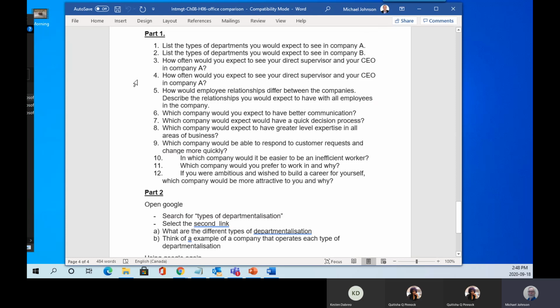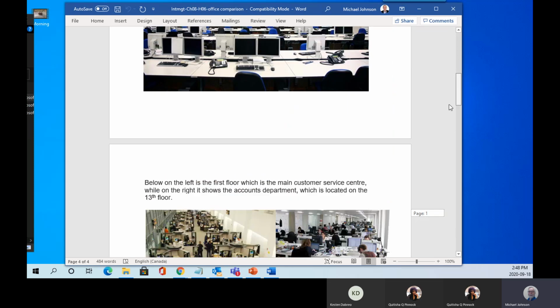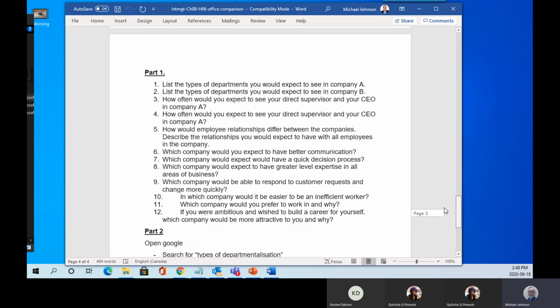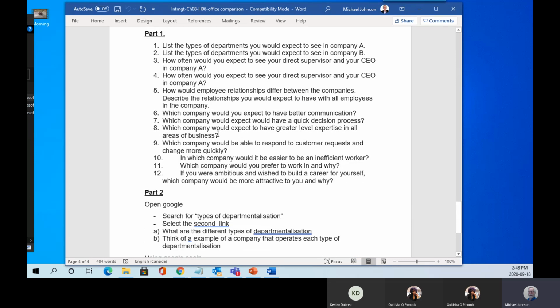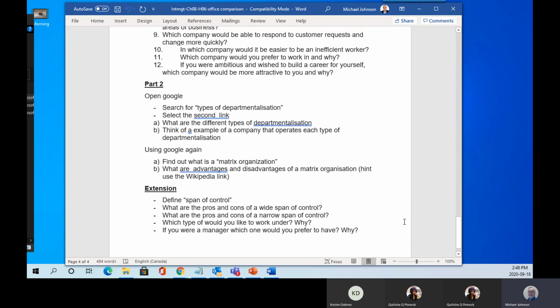What I want you to do is to take the time to read the first 2 about company A and also company B. And then I'd like you to kind of go through each of these questions, part A and also part B. So part 1 and part 2. And there are extensions here as well, defining these. This will help you a great deal when it comes to your final on Thursday of next week. Remember, you're losing Friday, so really you need to start focusing a great deal on this stuff.